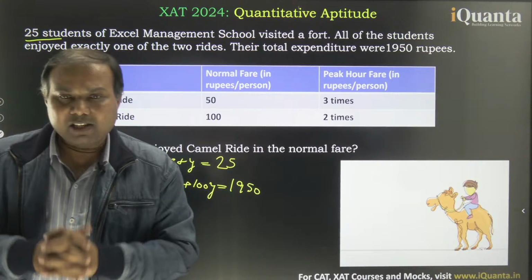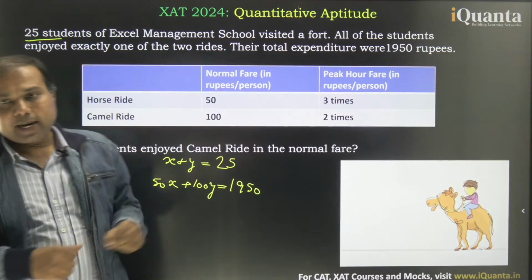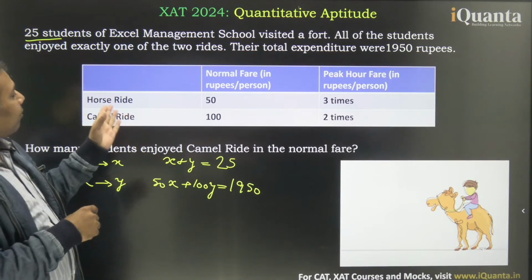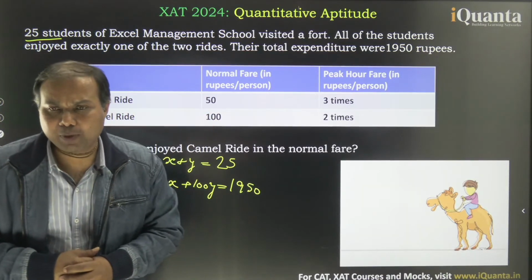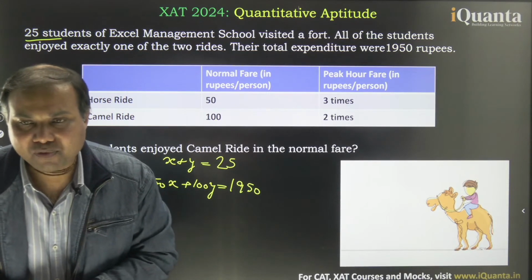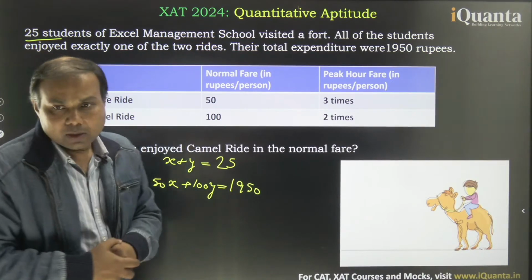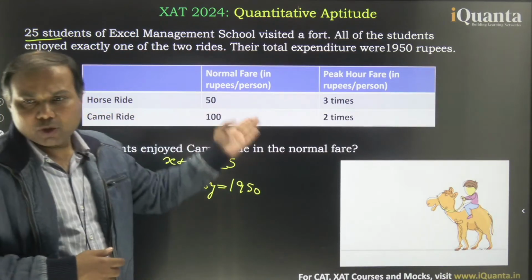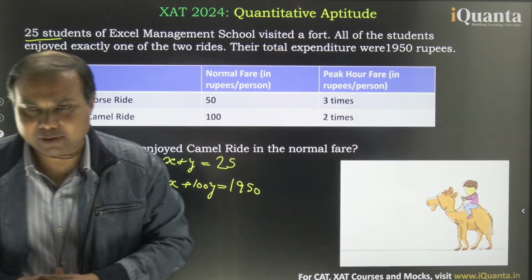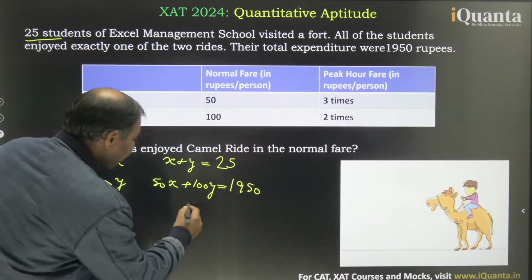Now see, a very easy way here. Now listen carefully to what I am saying. There are 25 students, right? If every student would have taken only the horse ride, which costs 50 rupees per person, what would have been the total expenditure? Please write in the comment. If every student would have taken only the horse ride, which costs 50 rupees per person, what would have been the total expense by these 25 students? Yes, it is 1250. Simply 25 times 50.